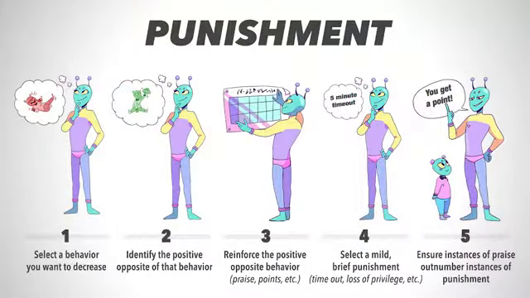So let us quickly recap these steps again. First, select the behavior you want to decrease. Second, identify the positive opposite of that behavior. Third, decide how you reward the positive opposite behavior. Fourth, decide on mild and brief punishment to use ahead of time. And 5, make sure instances of the praise greatly outnumber the instances of the punishment.